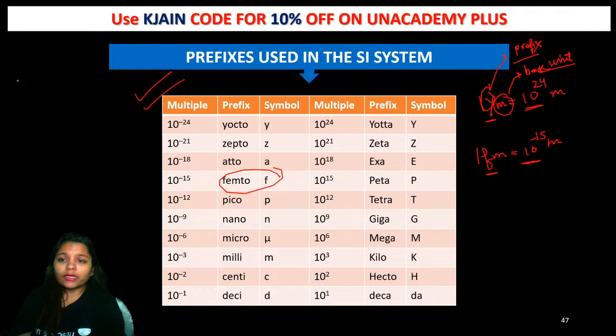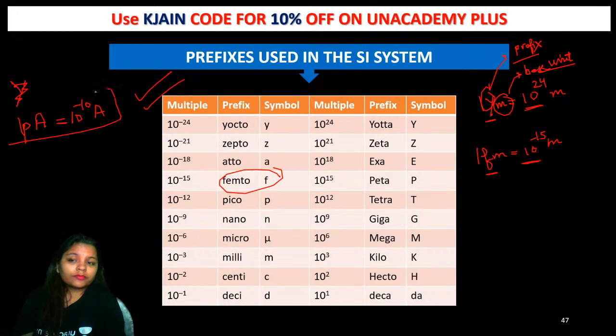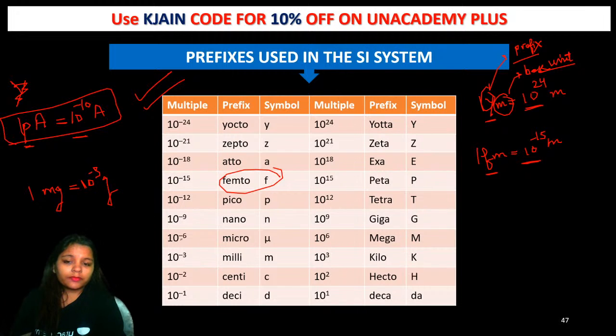Similarly, if I take 1 picoampere, then this will be equal to 10 to the minus 12 ampere. So pico means 10 to the minus 12. If I am taking 1 milligram, then it is equal to 10 to the minus 3 grams. So this is the meaning of the prefixes.